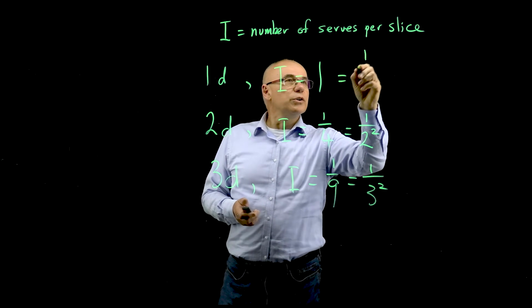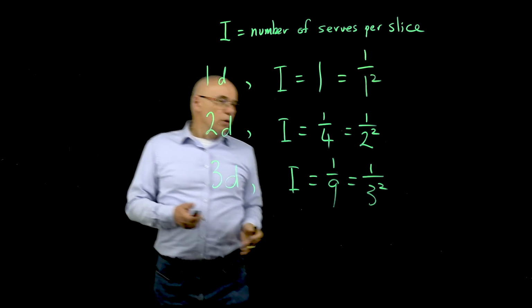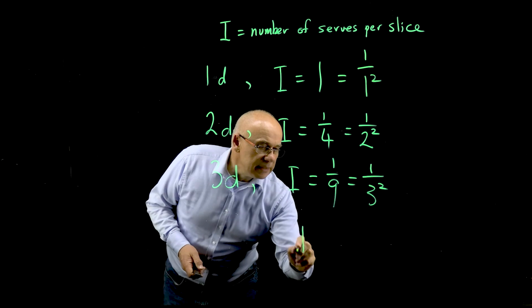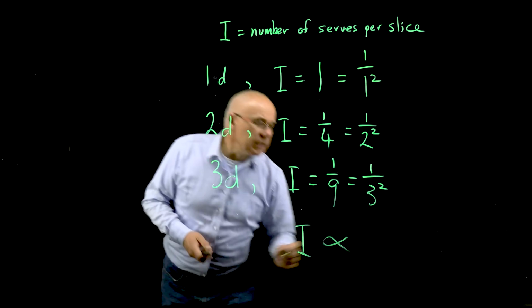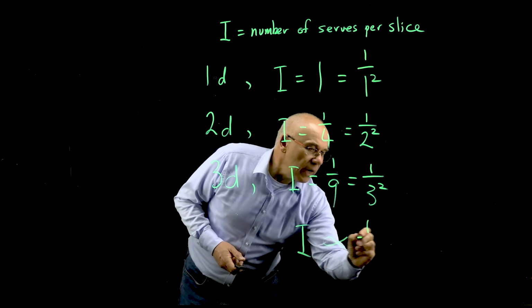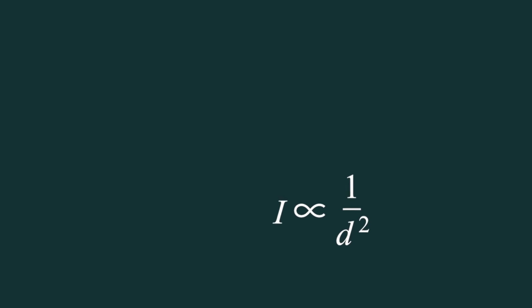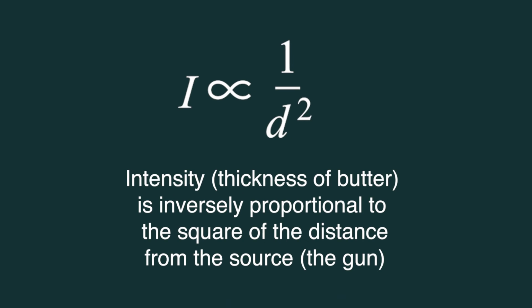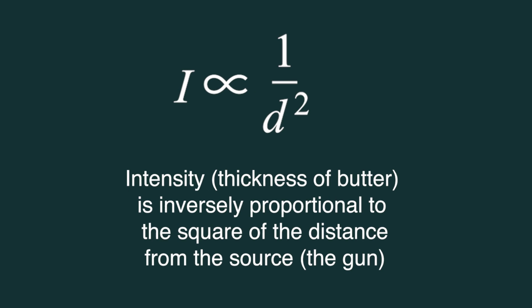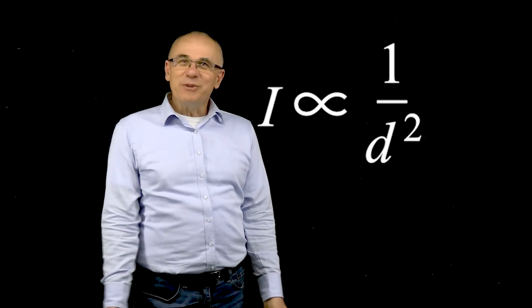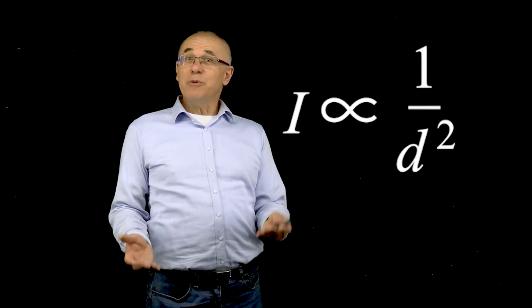Now, if I also included this in the pattern, we can see that intensity is directly proportional to 1 on d squared. This translates to the thickness of the butter is inversely proportional to the square of the distance from the butter gun. This is called the inverse square law and is a universally recognized rule.